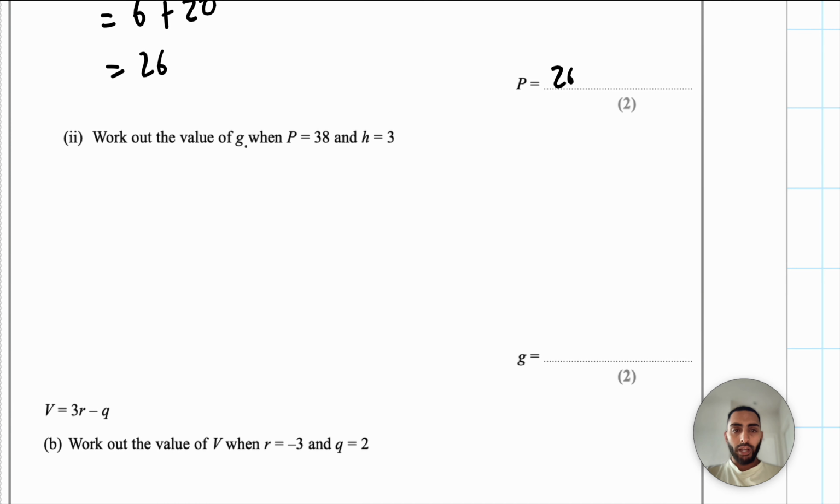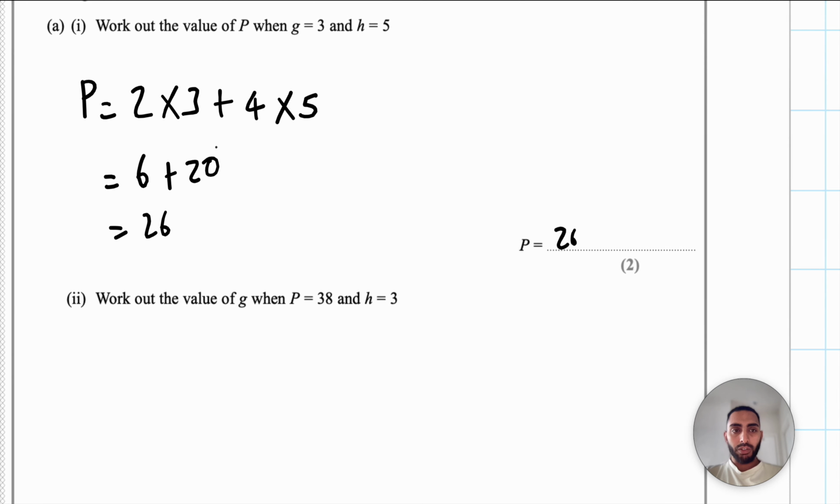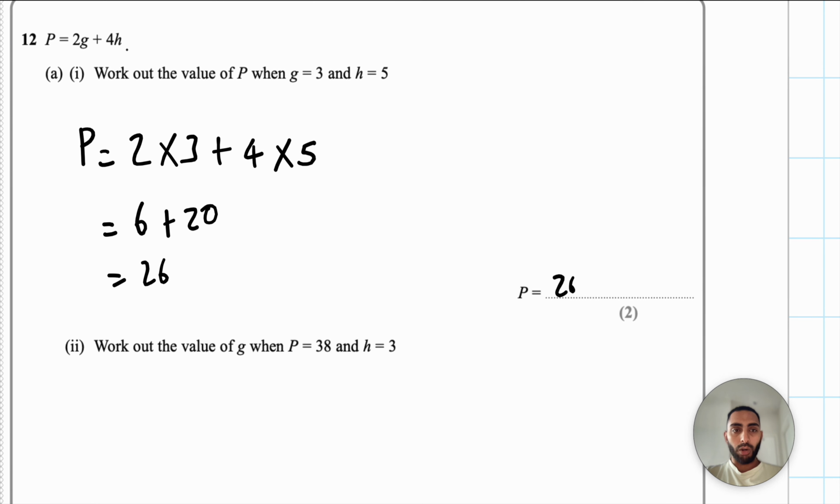Part 2. Work out the value of G when P equals 38 and H equals 3. So this time we know what P is and we know what H is, but we're trying to find out what G is. So I'll swap this P with 38. 38 is equal to 2 lots of G, we don't know what that is, we're trying to find what it is, plus 4 lots of H.